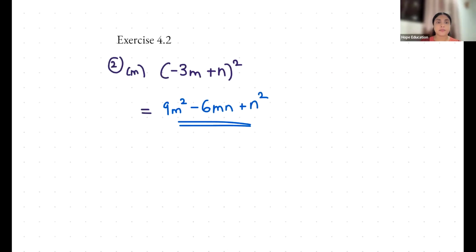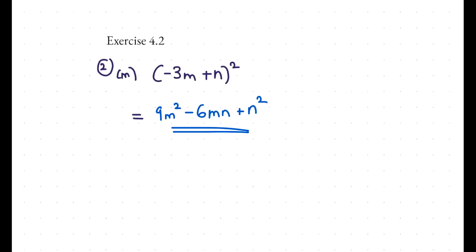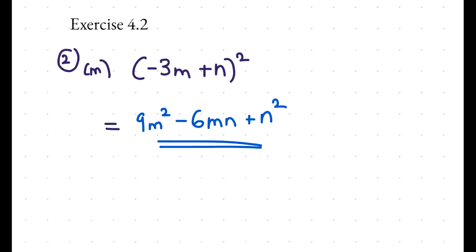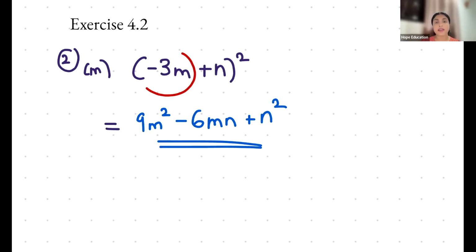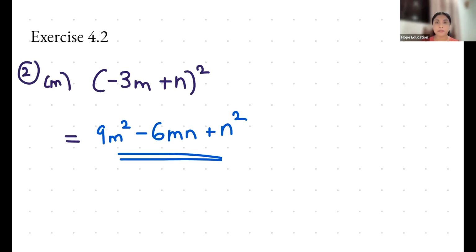Then teacher, how do you get the second, minus 6mn answer? Minus 6mn. Okay. So for the second shortcut way. Yes. So how do we get the minus 6mn? What we are going to do is we get this value and this value and this we multiply all of them together, right? So here I have minus 3m.